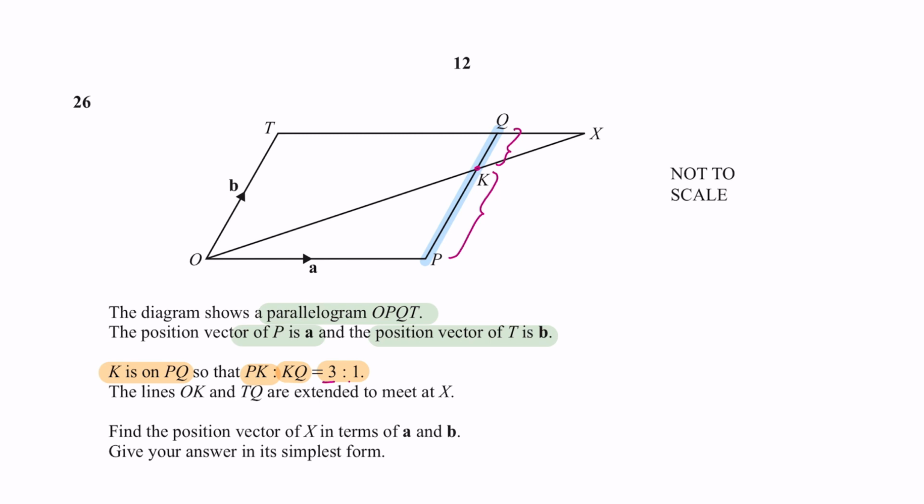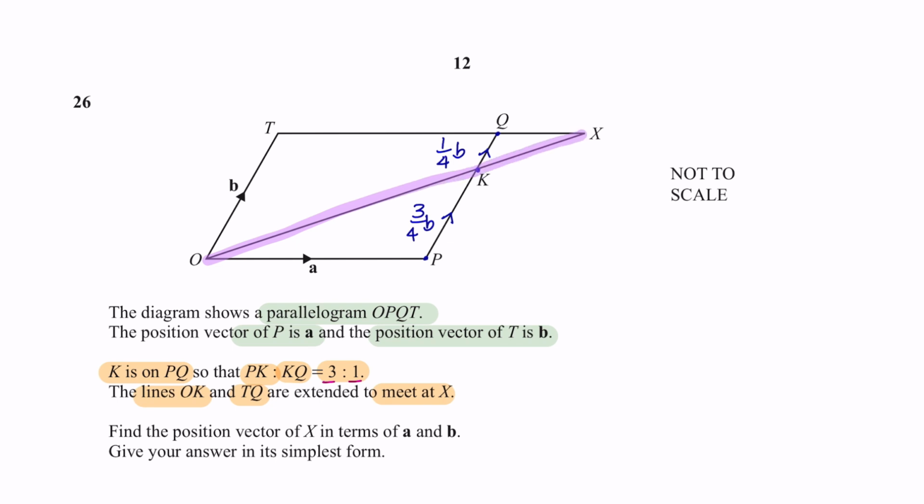So I will write this in fraction. 3 to 1 also means that it is 3 over 4 to 1 over 4. Why I wrote it over 4 is because I added these both together. So PK to KQ is 3 out of 4 and KQ is 1 out of 4. Since this is a parallelogram, the vector of this and this would be equal to each other. So PK is 3 over 4 b and KQ is 1 over 4 b.